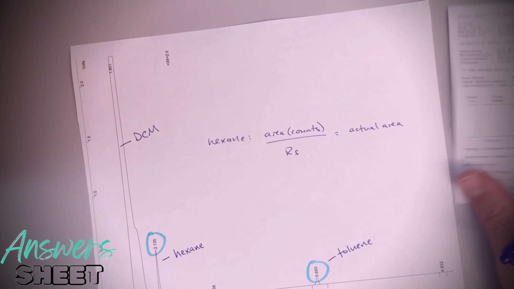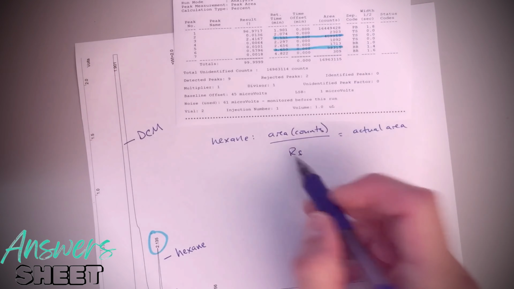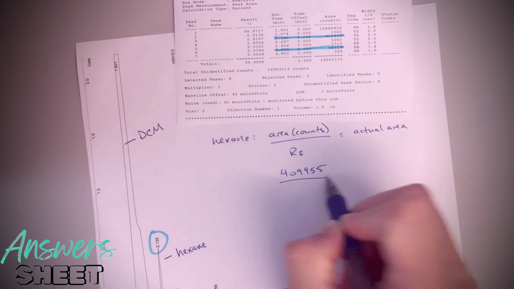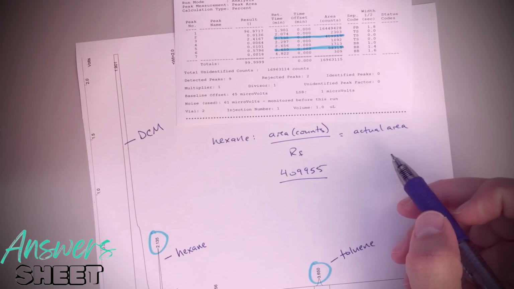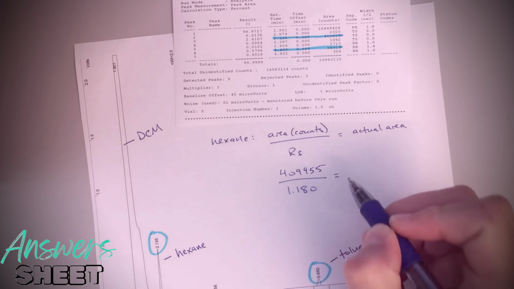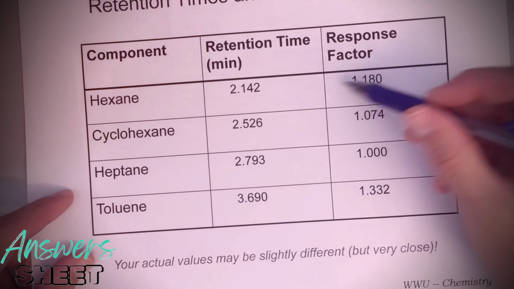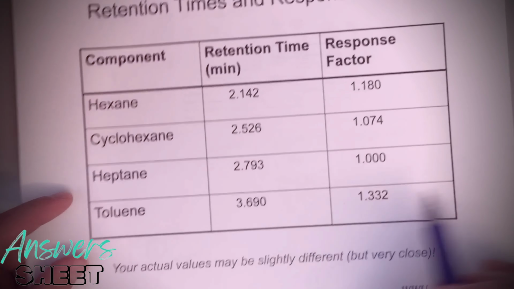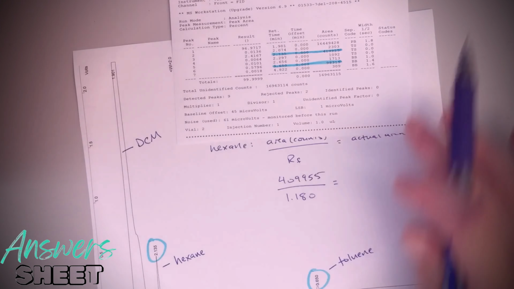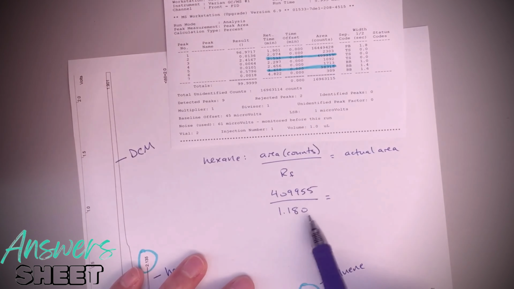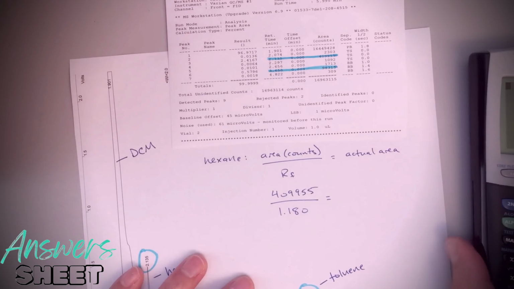So for me, in this case, that's going to be 409955 divided by the RF for hexane, which is 1.180. I'm just using that again from our slideshow. We've got our response factors. So for hexane, 1.18, for toluene, 1.332. So the area counts, that's from our data, divided by the response factor. That gives me my actual area.